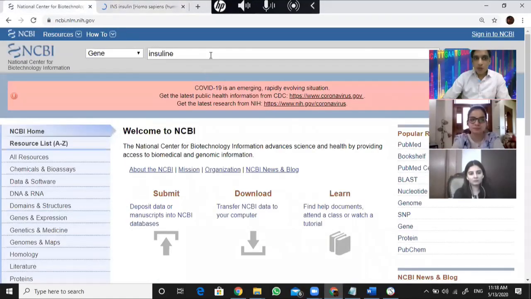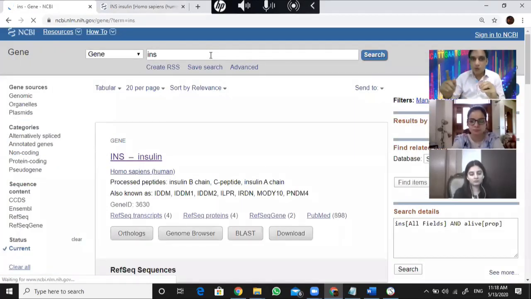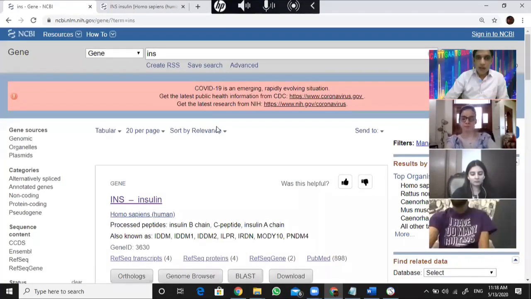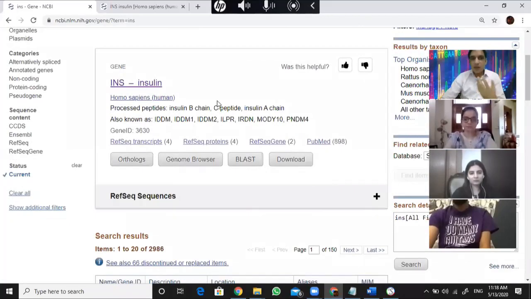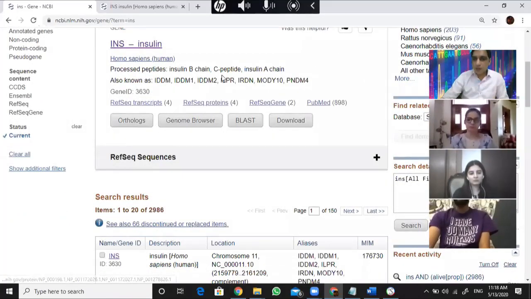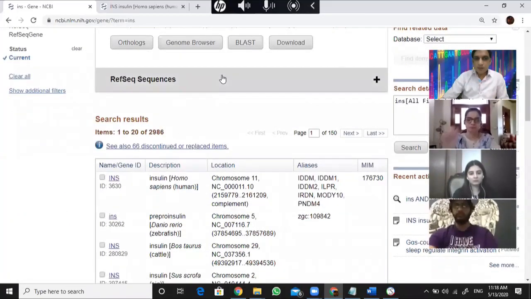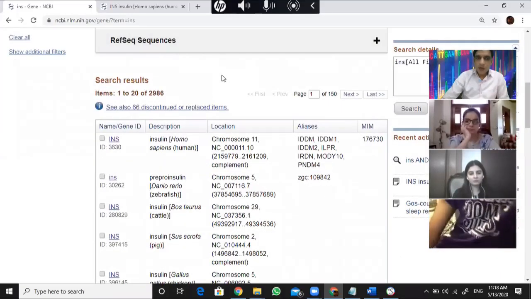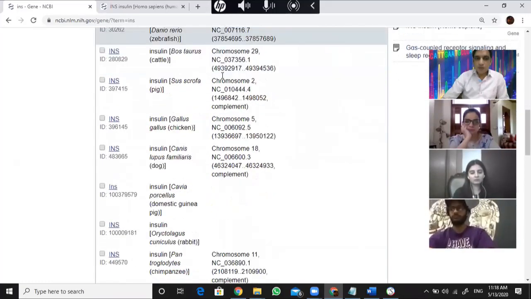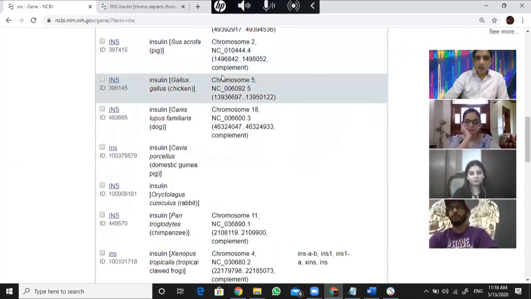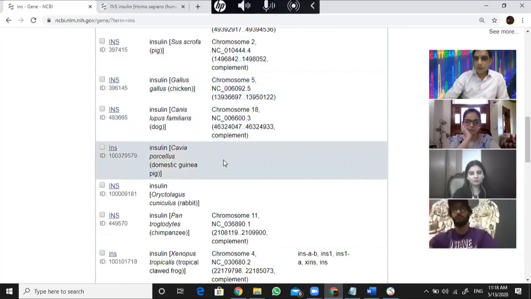So what I will be doing, I need to search INS. Whatever I'm telling you, these are critical and important things. It's not everything, but the most important things you need to remember. So the INS gene is searched out. It says insulin, but insulin is present in other organisms as well. It is present in zebrafish, cattle, pig, mouse, bacteria and other species as well.